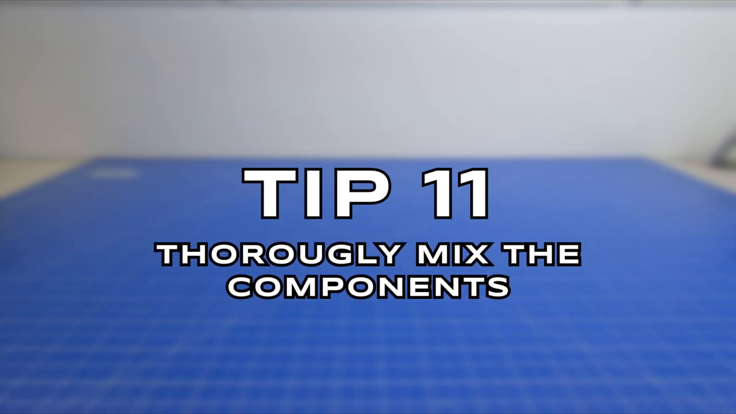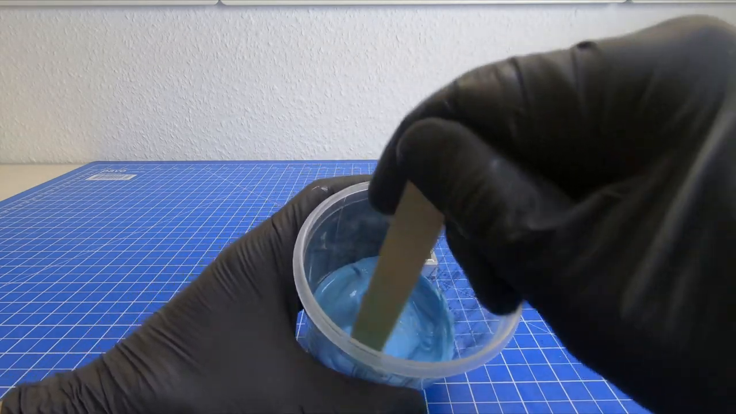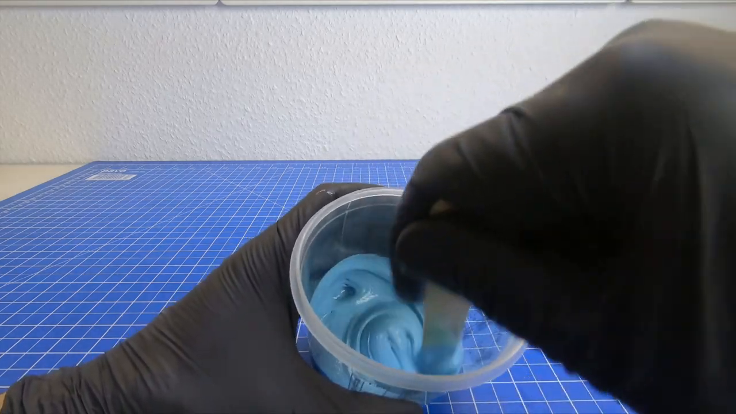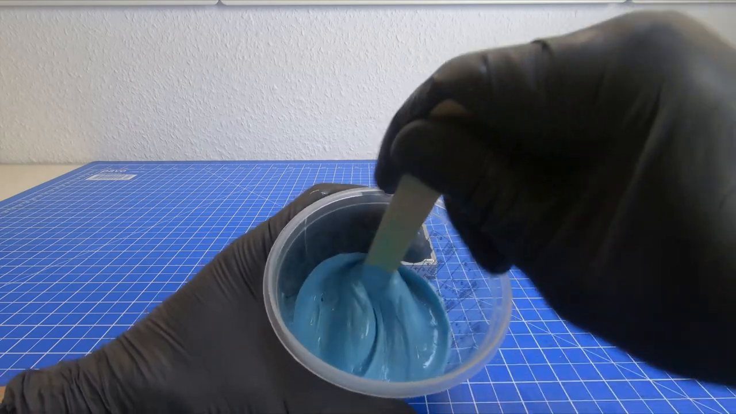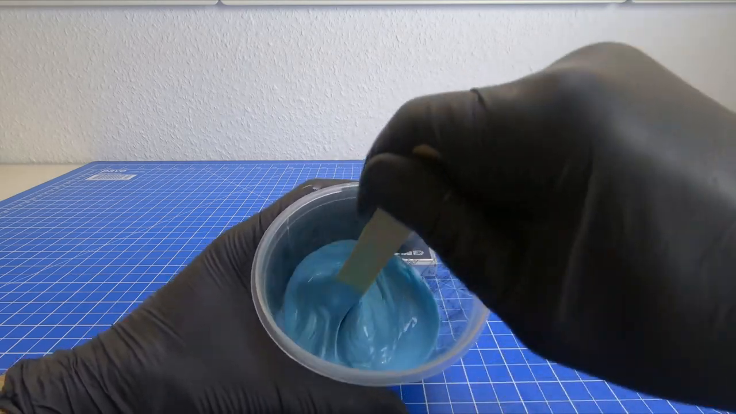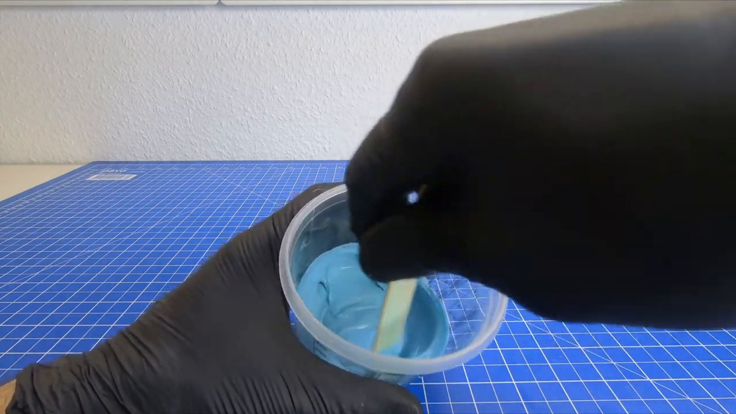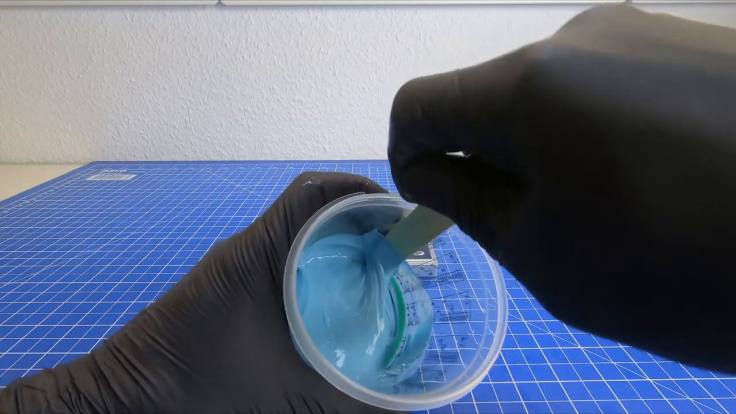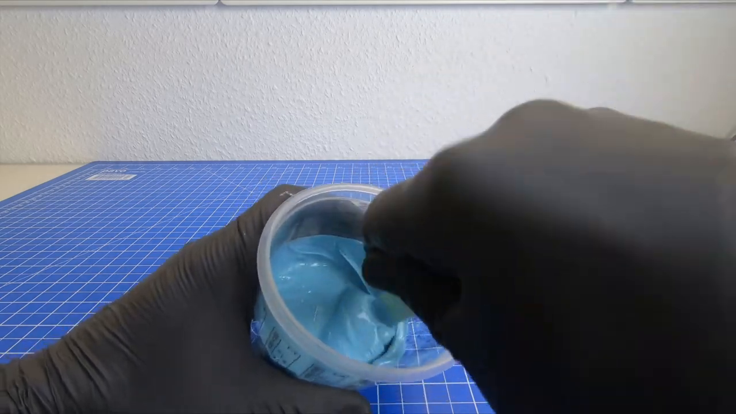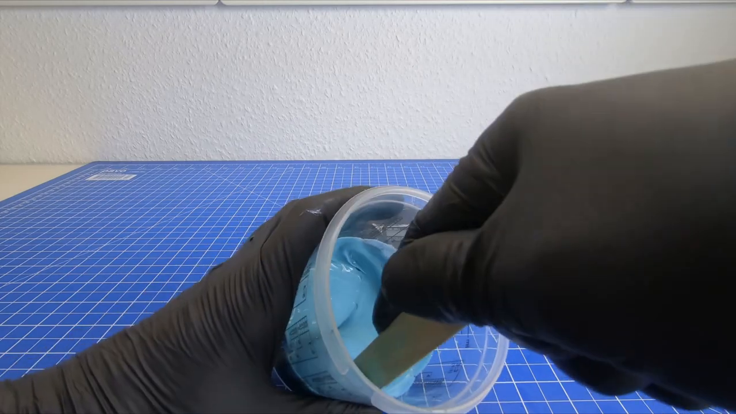Tip number 11. Thoroughly mix the components. After you measure the A and the B components, you have to mix them together. The different color of the components helps you to find out when you reach the homogeneous mixture. So if you see anywhere a different color tone in your mixture, then you have to keep going and mix the corners and the wall, and after a while you will reach the homogeneous color, and then you can pour it into your molding cup. Take care about the pot time of your silicone. Don't mix it too long because then it can set and you lose all your material.